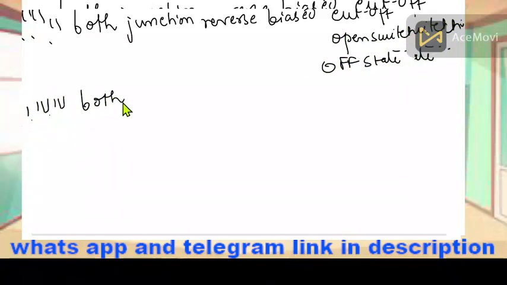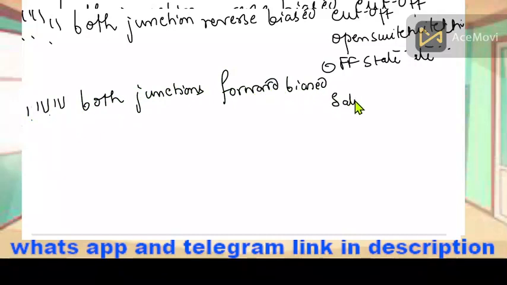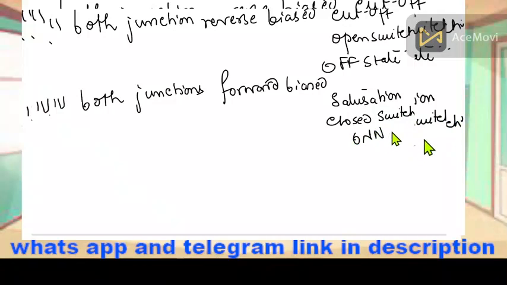Second, both junctions forward biased. This is the saturation. Closed switch, or on state. Third is the base emitter junction is forward biased and base collector junction is reverse biased. This is the active region. This is the amplification region.